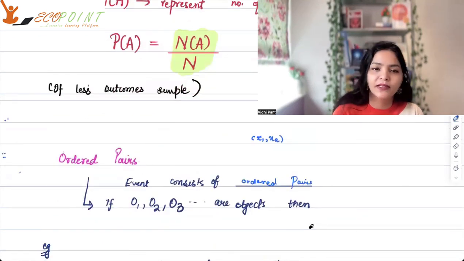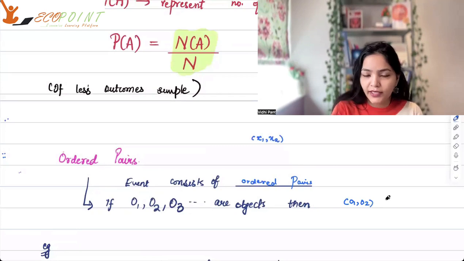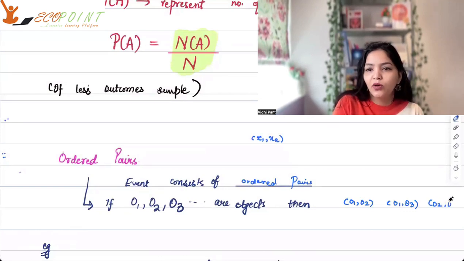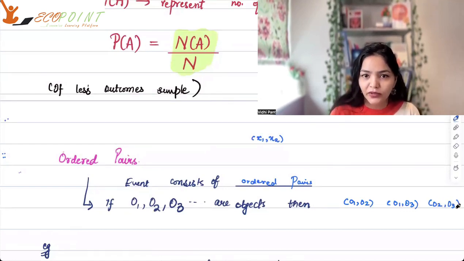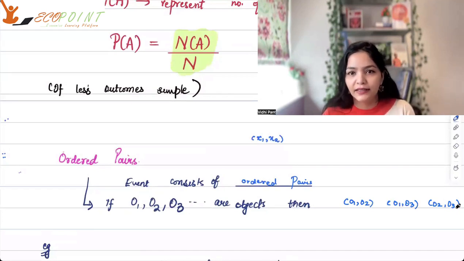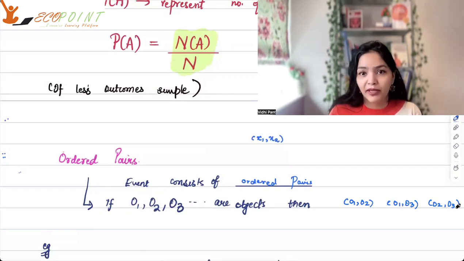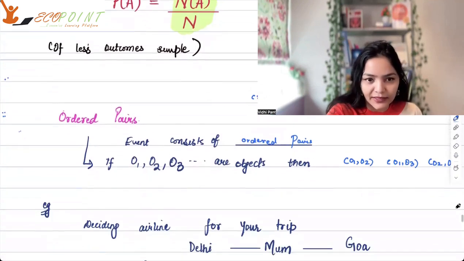For example, say O1, O2, O3. These are certain objects in your experiment, and the event consists of the outcomes object 1, object 2 together as an ordered pair. Object 1, object 3 is a possibility together as an ordered pair. Object 2, object 3 together as an ordered pair. So these are three different ordered pairs, right? So sometimes we need to calculate these numbers of outcomes as ordered pairs. Now let's take an example.